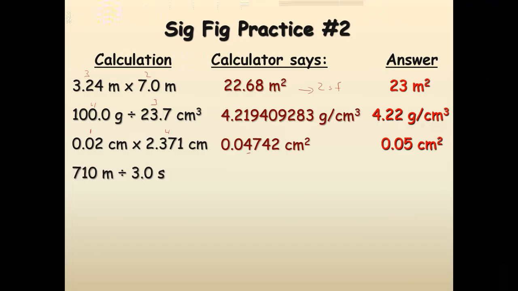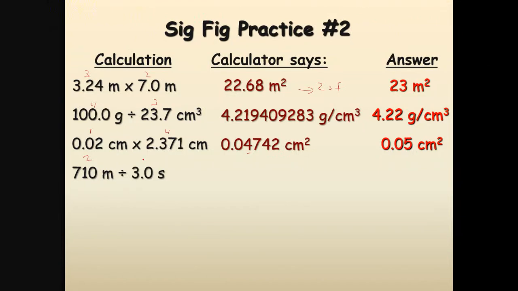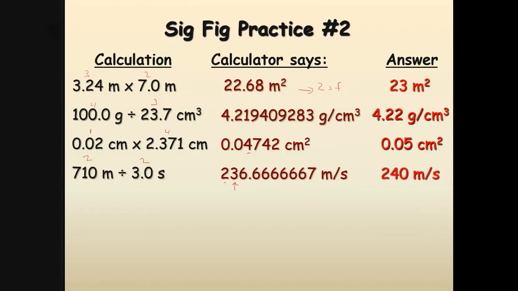720 divided by 3.0. Let's see, 720 has 2 sig figs. 3.0 has 2 sig figs. So whatever the calculator gives me, I need to round to 2 sig figs. 1, 2. I've got to figure out what to do with that 3. I look to the right, I see that 6. I'm going to have to bump it up. So my answer expressed to only 2 sig figs would be 240 meters per second.